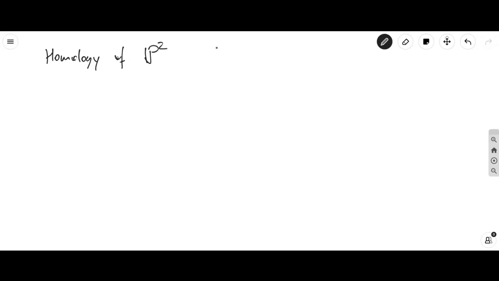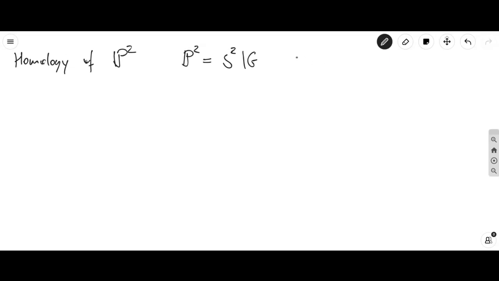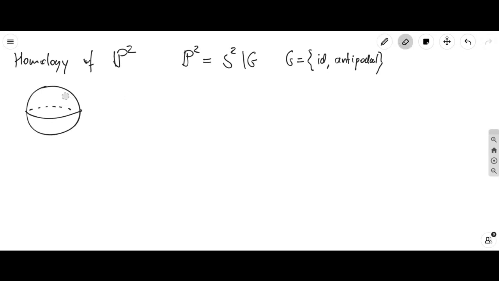So first, how do we think of the projective plane? The projective plane is defined as the sphere modded out by the group of automorphisms, where the group of automorphisms is the identity and the antipodal map. So this is what we're going to do. We're going to draw a sphere, and then we understand that the upper hemisphere gets identified with the lower hemisphere using the antipodal map. So they get glued together in this antipodal sort of way.